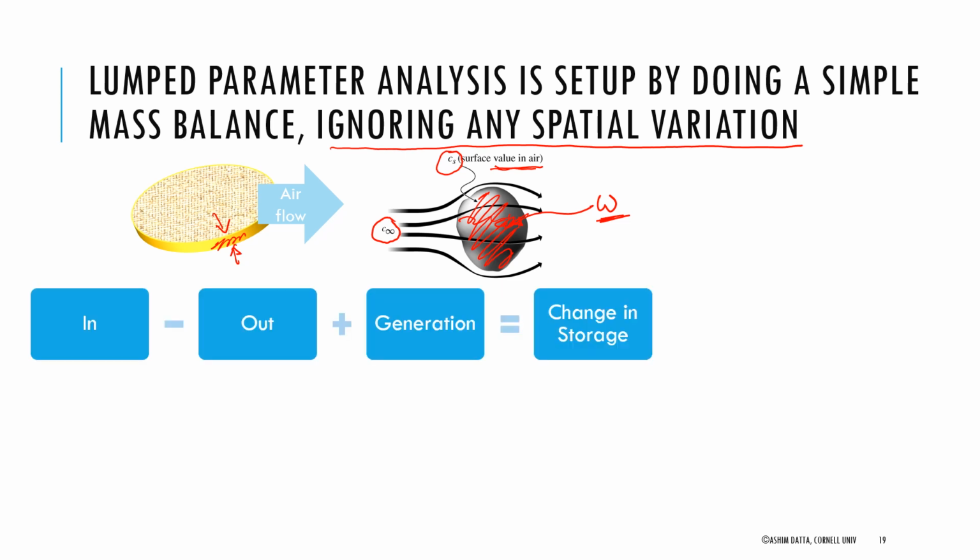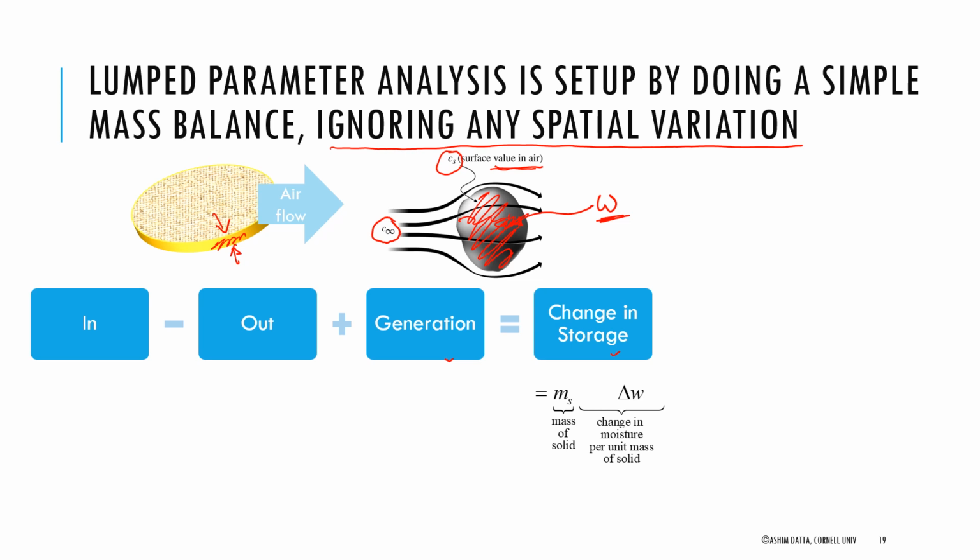So let's do a mass balance. We say mass in minus out plus generation equal to change in storage. In this case, if it's a drying process, then it's losing water. So let's write how much it lost over some time.